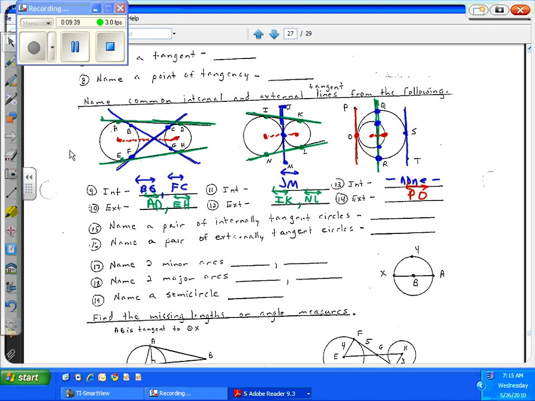Number 15 says name a pair of internally tangent circles. Tangent circles are circles that are tangent to the same line at the same point. They have to be coplanar. Well, if we look at the second picture, the two circles there, the big circle and the little circle, are both tangent to the blue line at the point in the middle. So those are tangent circles.